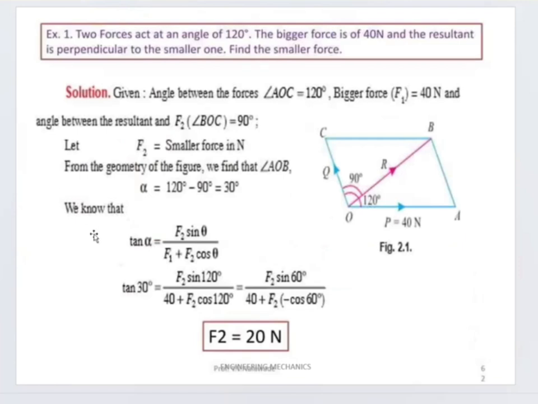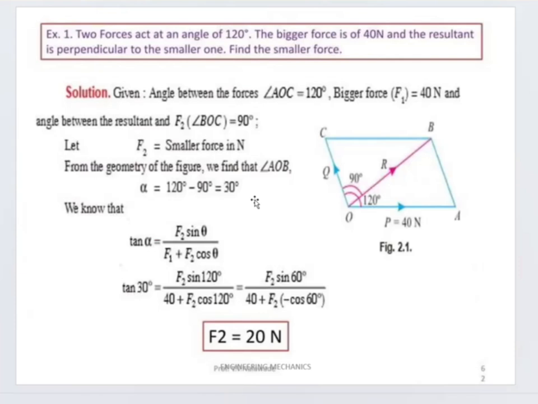So, first, there is a first example. As shown, two forces act at an angle of 120 degrees. Here you can see in the diagram. The bigger force is 40 Newton and the resultant is perpendicular to the smaller one. Find the smaller force. The bigger force of 40 Newton is given, and the angle is given, that is 120 degree.